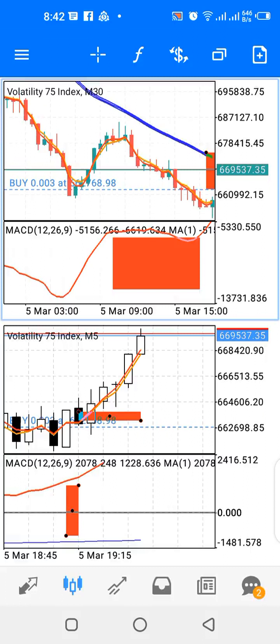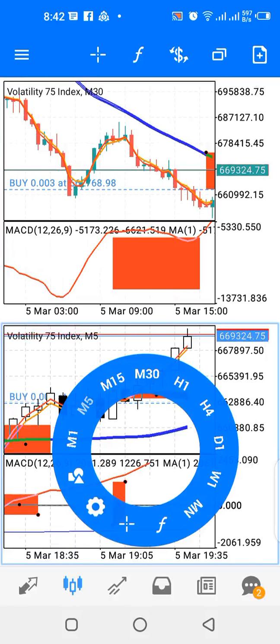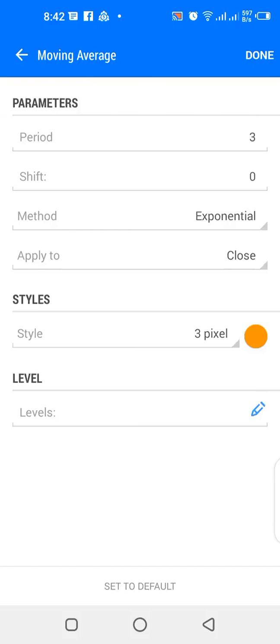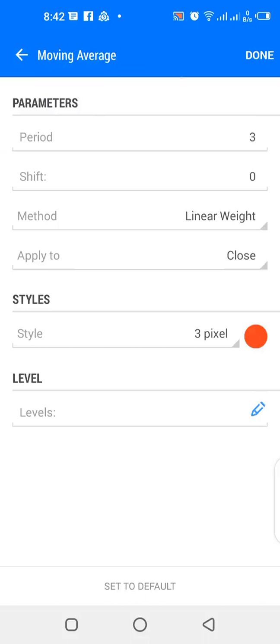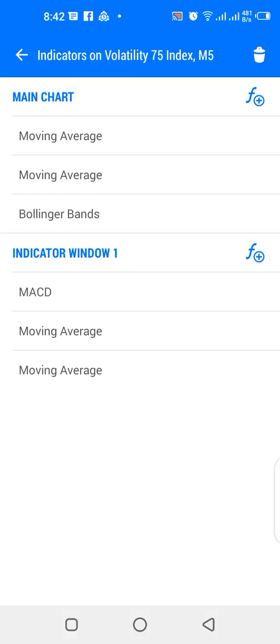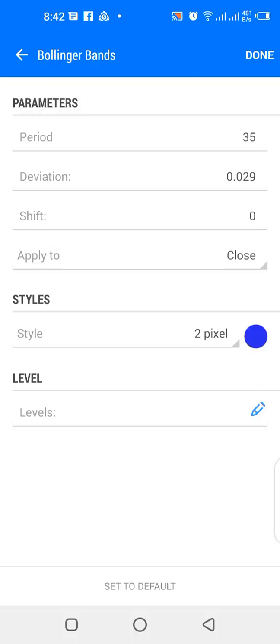Now for the lower window, let's look at the settings. Period is 3 for the main chart, shift is 0, method is exponential, apply to close, color is orange. Another moving average, period is 3, method is linear weight, apply to close, color is red. Then the Bollinger Band, period is 35, deviation is 0.029, shift is 0, apply to close, color is blue.